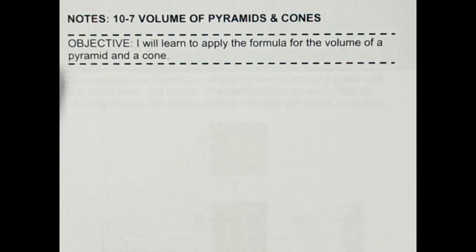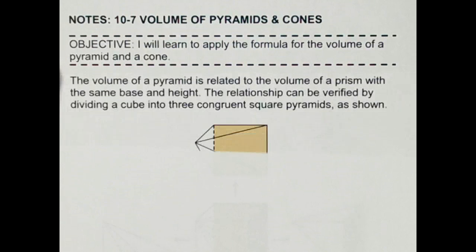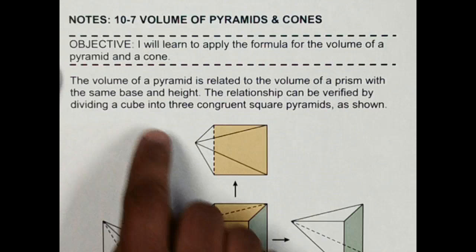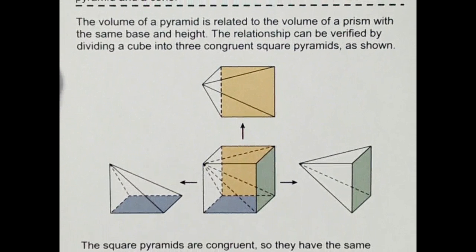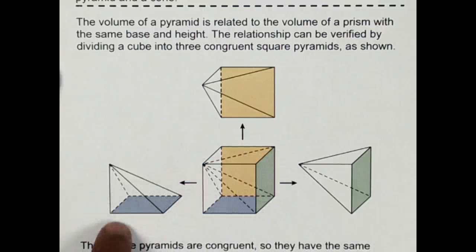Alright, today's lesson is on volume of pyramids and cones. So let's jump right in. The volume of a pyramid is related to the volume of a prism with the same base and height. I can take a cube like this, and if I split it along these dotted lines, I actually get three congruent pyramids.